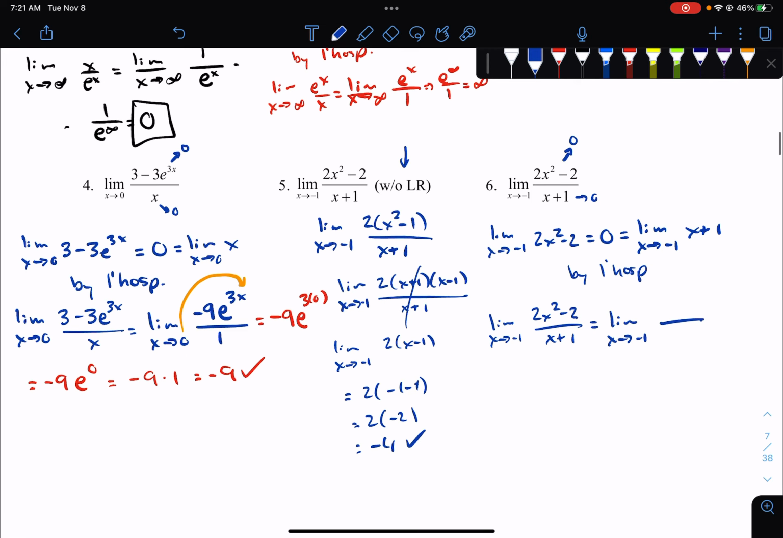So on top, I get 4x. On the bottom, I get 1. And see how much easier it is to plug it in now? I can plug in my -1, and that just equals 4 times -1, which equals -4. Okay, so they both get me to the same place, right? They both get me to -4, but I have more than one option. If they go to 0 or if they both go to infinity, all right?